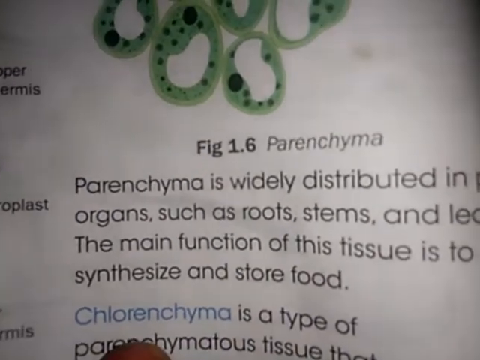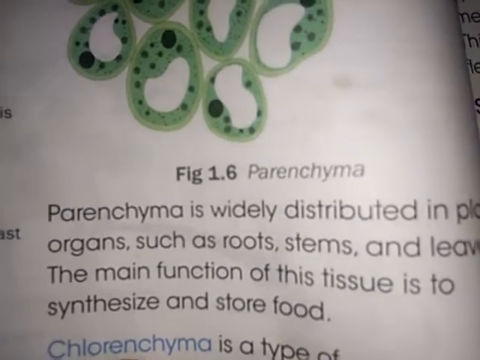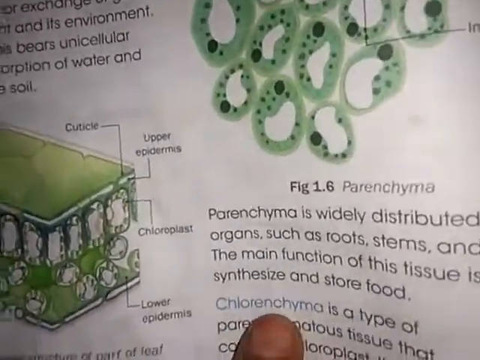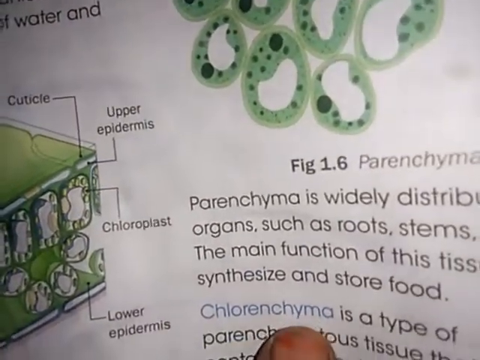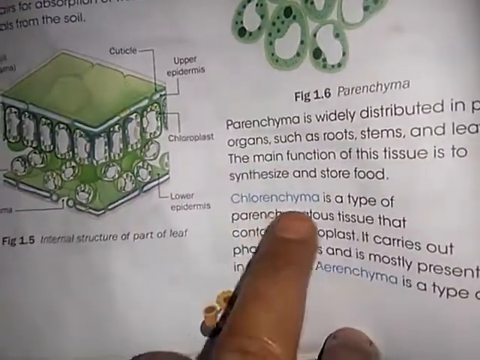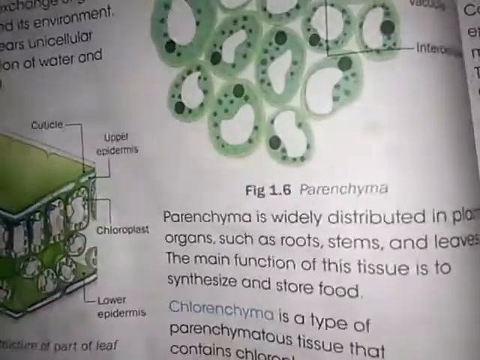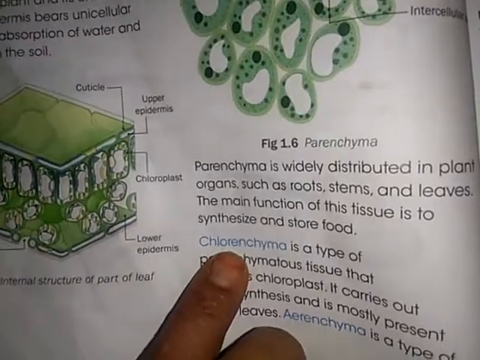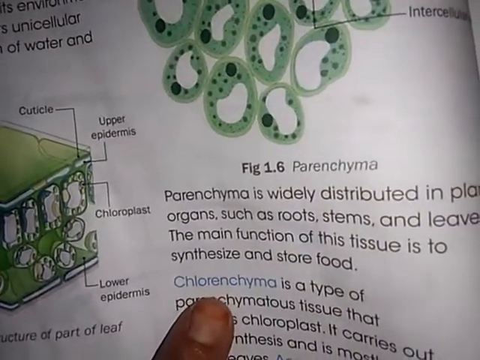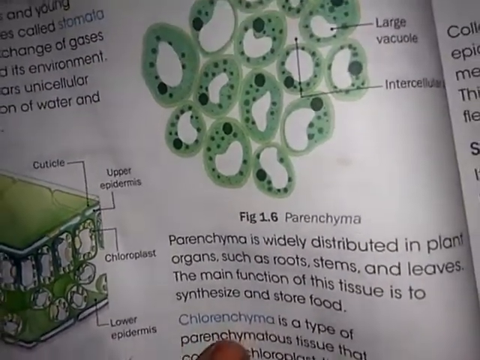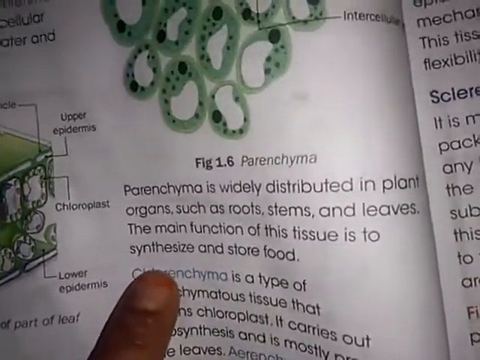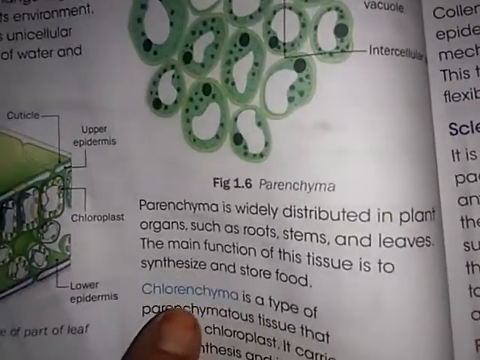Collenchyma. Because it contains chloroplast. Why is it called Collenchyma? Because it contains chloroplast. What is the meaning of chloroplast? This type of tissue, which type of tissue? Collenchyma tissue contains the chlorophyll pigment. So it is called Collenchyma.